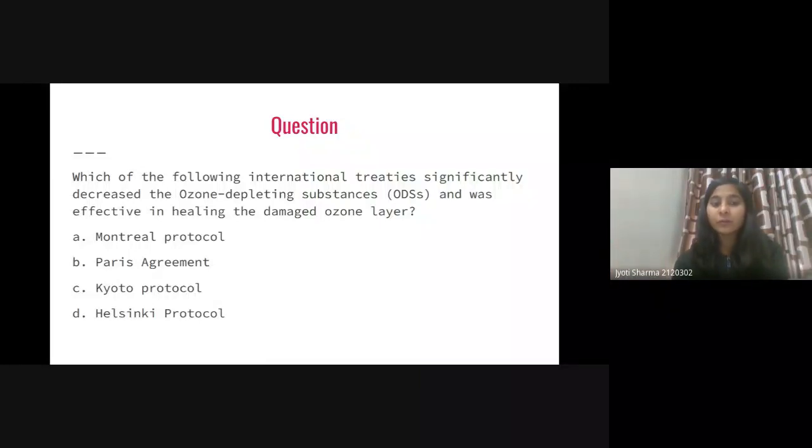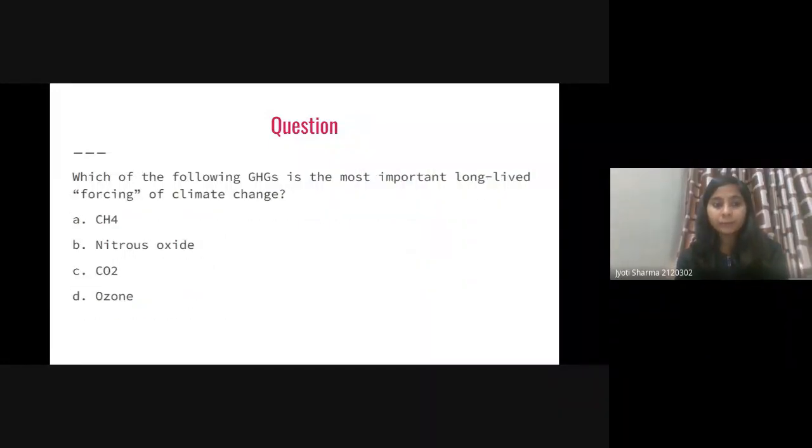But if we talk about the ozone depleting substances, then it was the Montreal Protocol where we decided that we have to remove substances that are leading to the depletion of the ozone. We will talk about it as well. So answer should be A, that is the Montreal Protocol. Kyoto Protocol is another that was related to the reduction of greenhouse gases, and we will talk about it as well. Helsinki Protocol was nothing. I just added it. So the answer should be the Montreal Protocol.